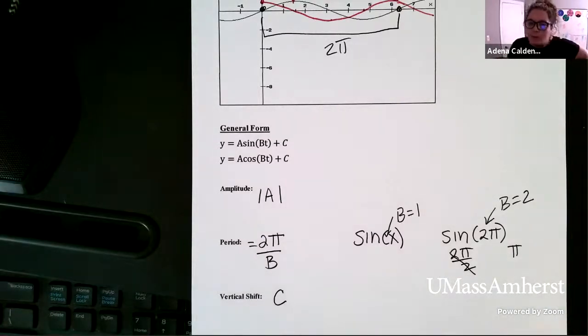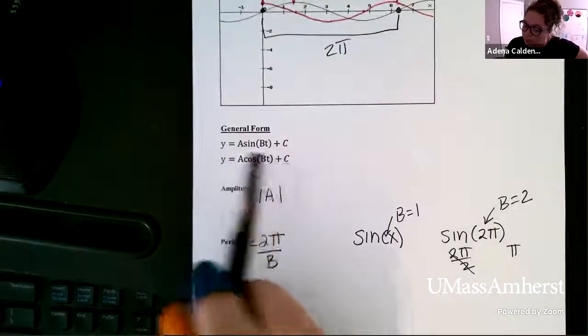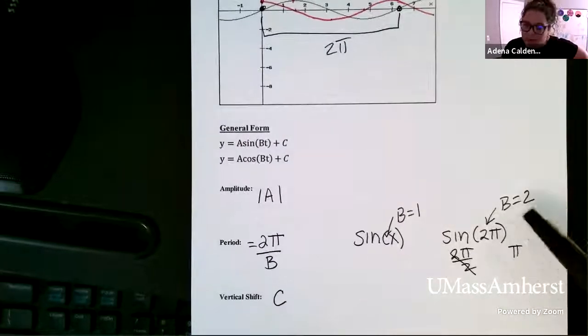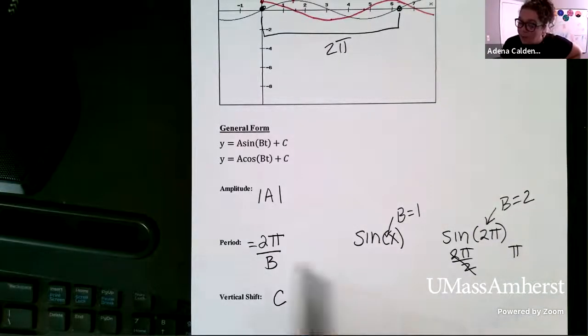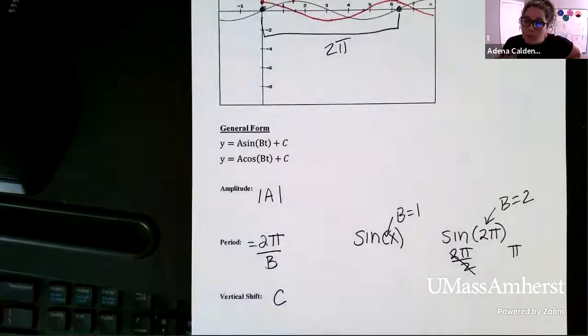So there are 2 ways we do this. Sometimes we have a general form and we have to determine the period. That's exactly what I was doing here. Other times we have a graph and we are trying to determine the general form.